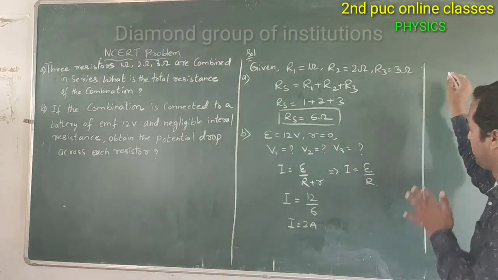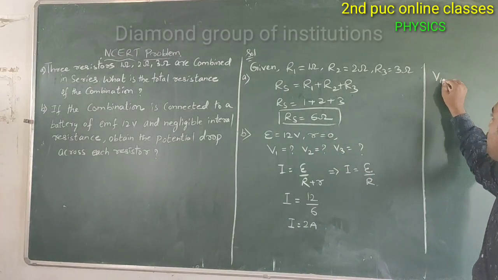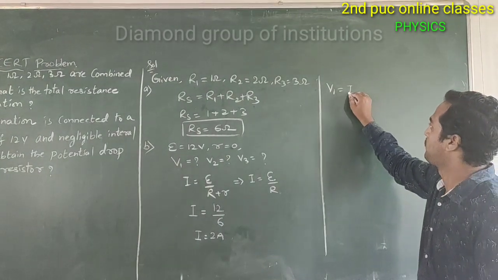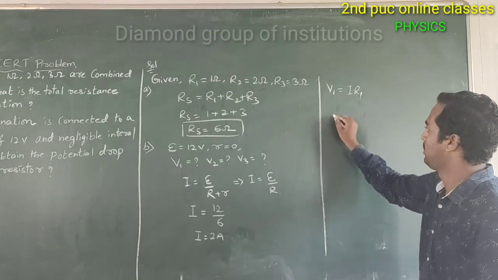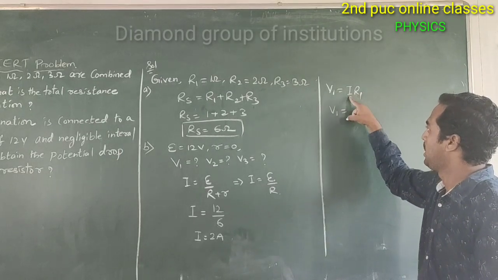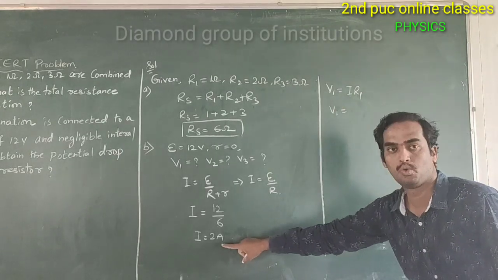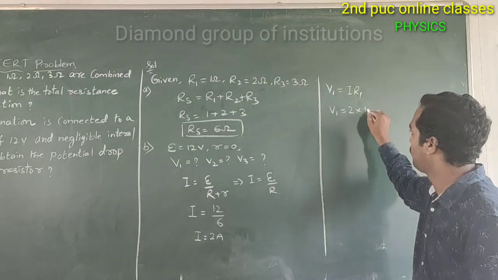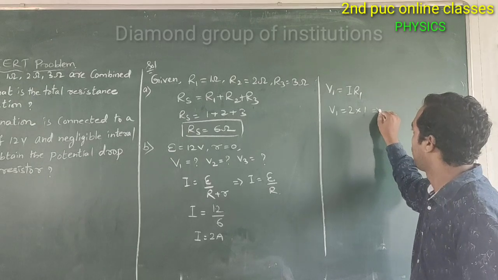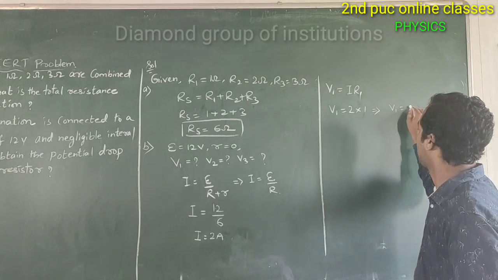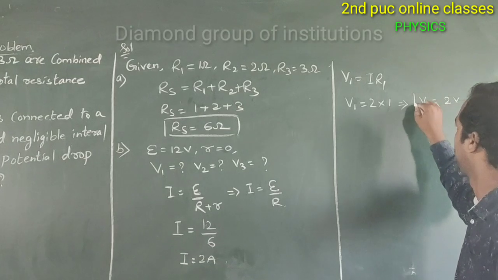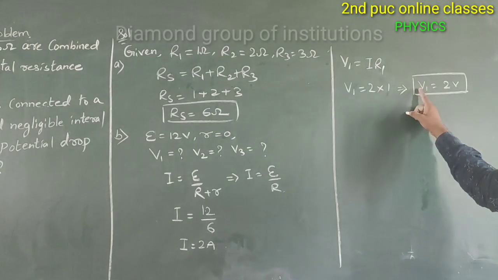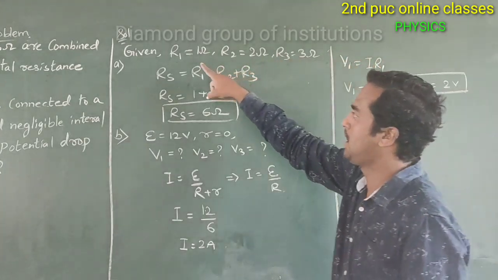Then we can apply Ohm's law. V1 equal to, what is the formula? V1 equal to I into R. So what is the V1 answer here? I value we got as 2 ampere. And what is the resistance value? 1. So implies V1 equal to 2 volt. So this is the potential drop across the resistance R1.